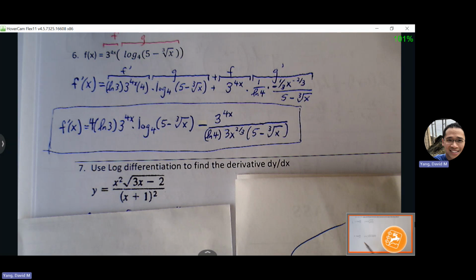Oh, this part, I just rearranged it. I don't have to, I just like my coefficient in front if possible. But I didn't do anything from here to here. I'm just rearranging. Okay, good. Any other questions with 6?